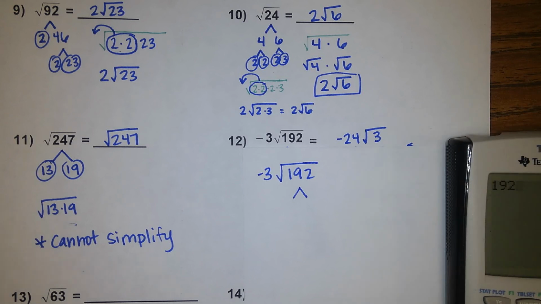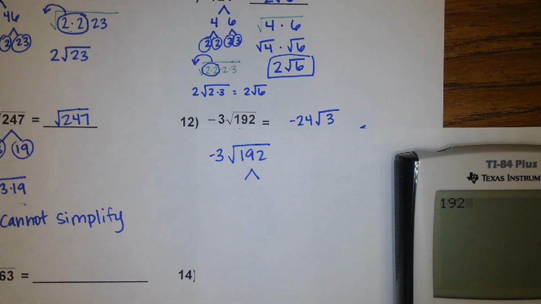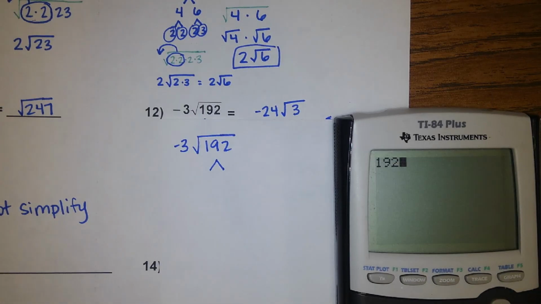So what I would do is pull my calculator out and say, okay, well, 192 divided by 4. We know that's a perfect square. 48. Okay, that's pretty good. Let's see if we can do better than that. So 192 divided by, what's another perfect square? 9. No, that doesn't work. All right, 192 divided by, let's say 16. Hey, that's a pretty good one. But let's try another one.